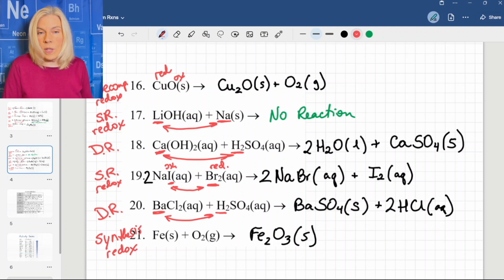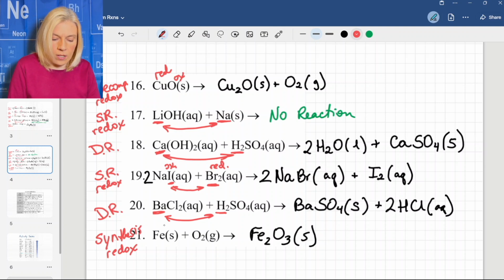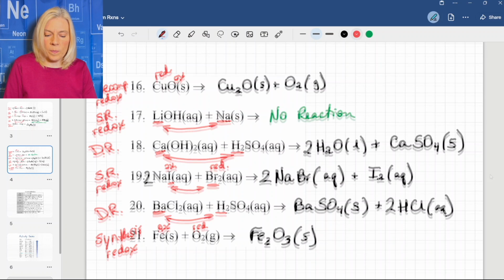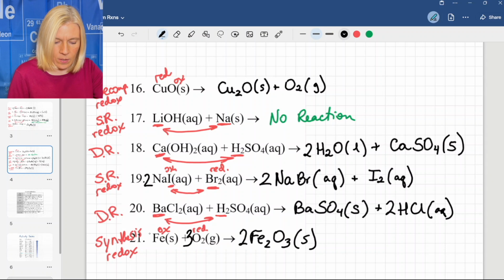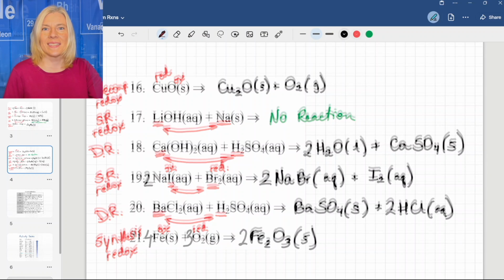Okay, number 20, double replacement, never redox. And number 21, iron is neutral, became positive, so it lost electrons, iron became oxidized, and oxygen reduced. That's where the term oxidation reduction comes from. And let's quickly balance this reaction. We're going to put 2 here, 3 here, and 4 here.